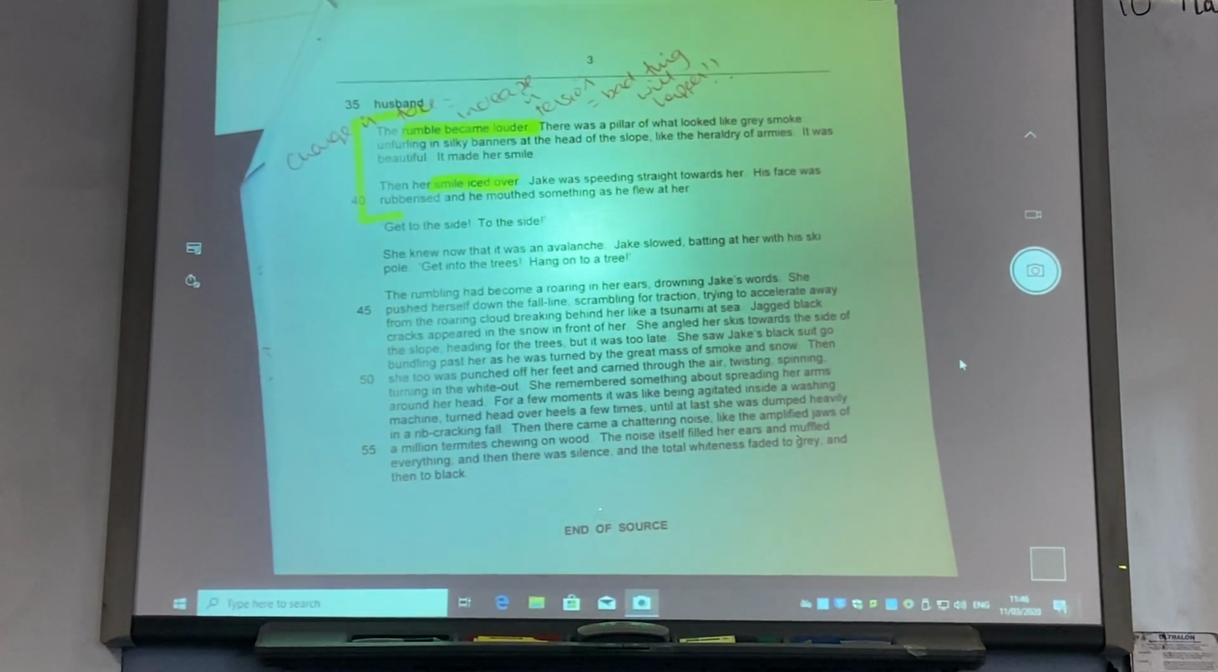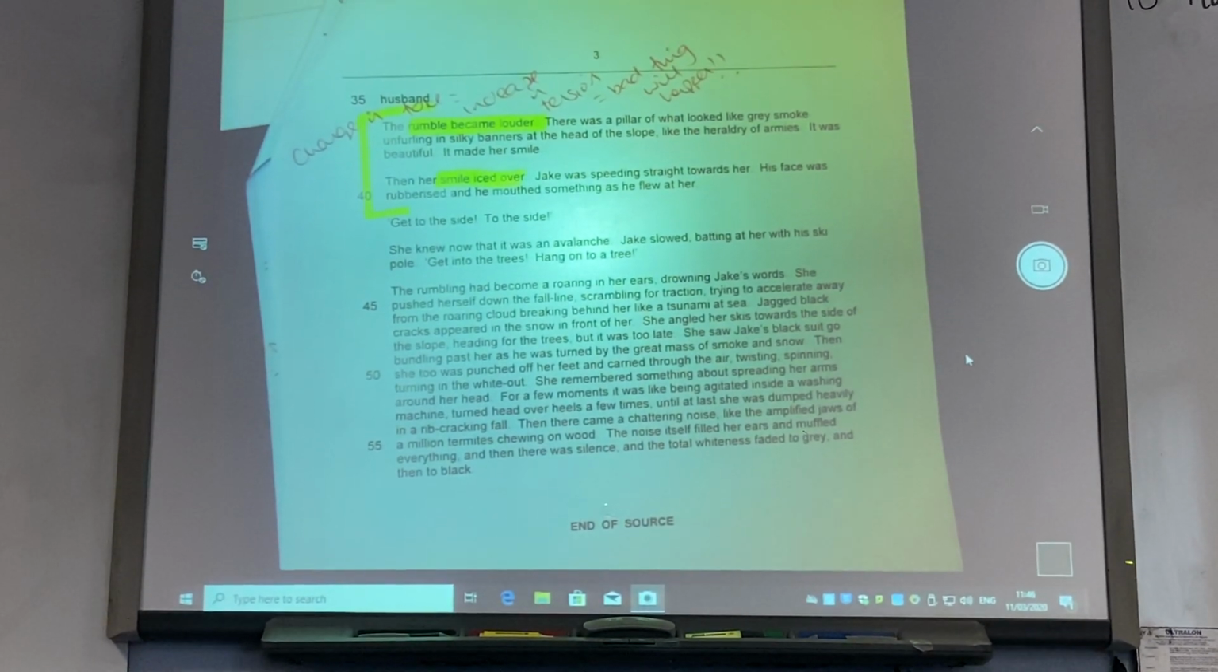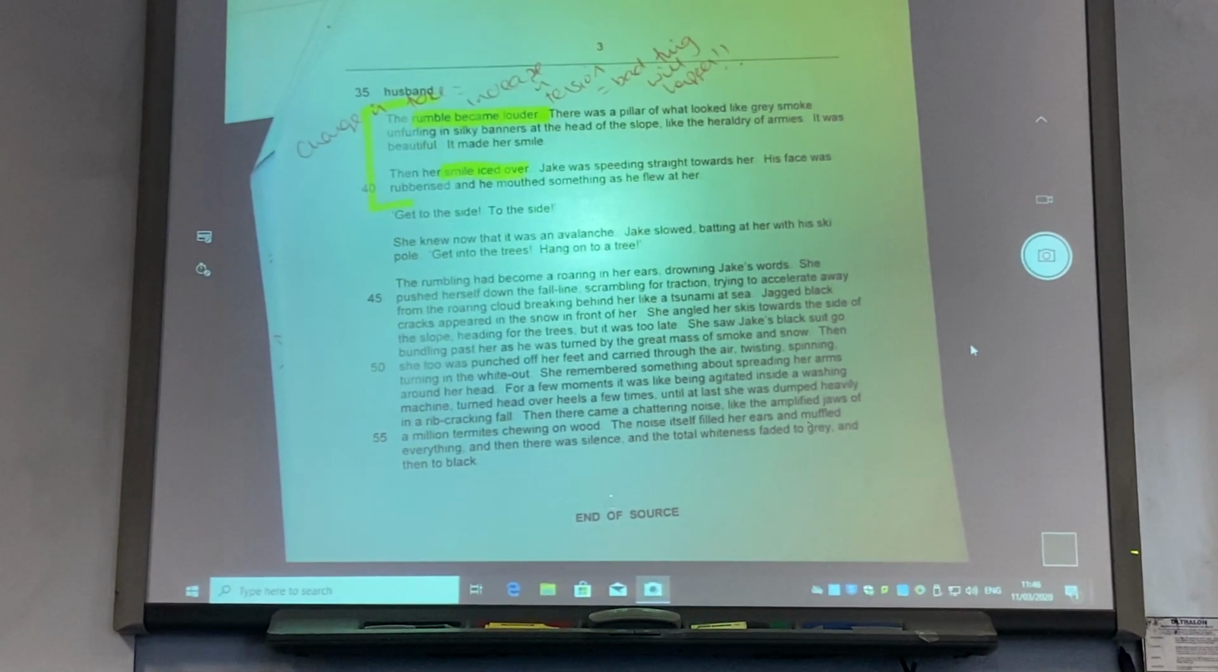"Get to the side, to the side." She knew now that it was an avalanche. Jake slowed, batting at her with his ski pole. "Get to the trees, hang onto a tree."